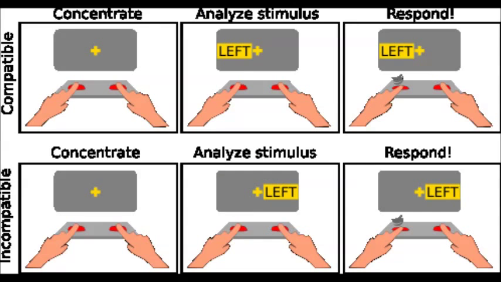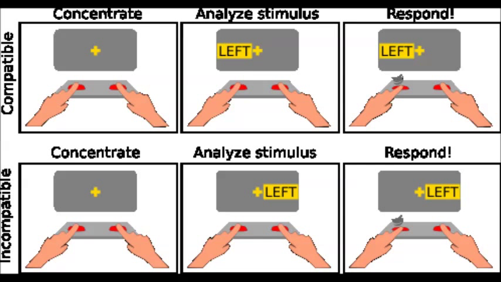Now let's observe an experiment. First, the participant is just waiting and concentrating. Second, the participant sees a stimulus and needs to analyze it, that is, match it with the response. Third, the participant must make a decision and respond. Typically, these three steps will take less than 4 seconds.